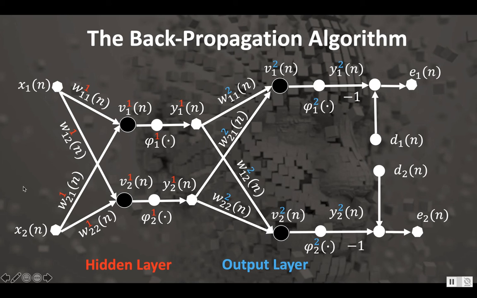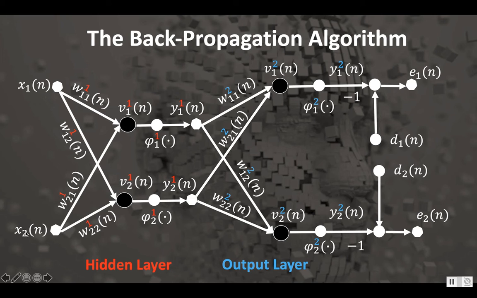Okay, x1 and x2. The x1 goes to the first neuron. We use this red and black dot with the white circle to indicate the neuron. And the weight from x1 to the first neuron is W111(n). Here we use the red color to indicate that it's for the hidden layer. The first 1 means the first hidden layer. The second 1 means it comes from the first input signal. This last 1 means it goes to the first neuron.